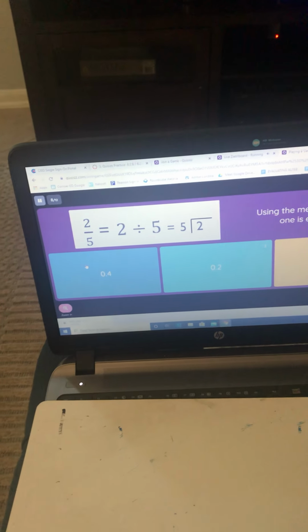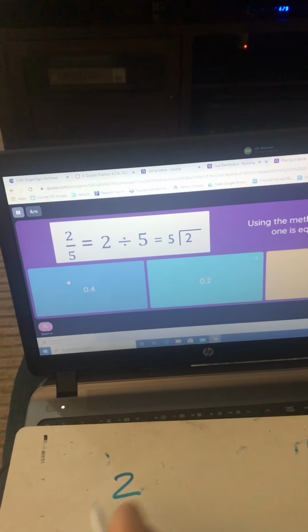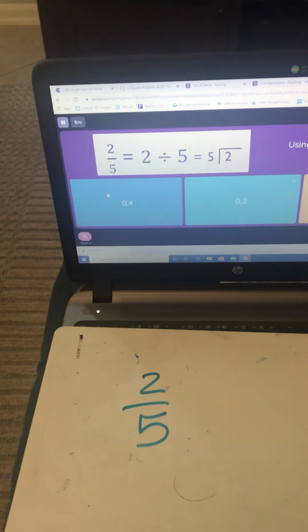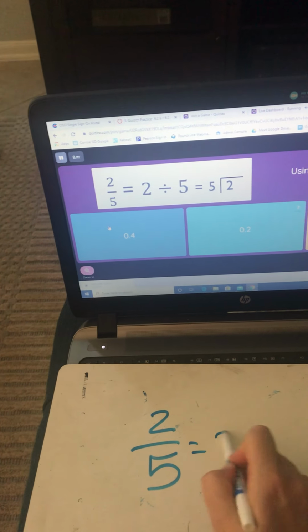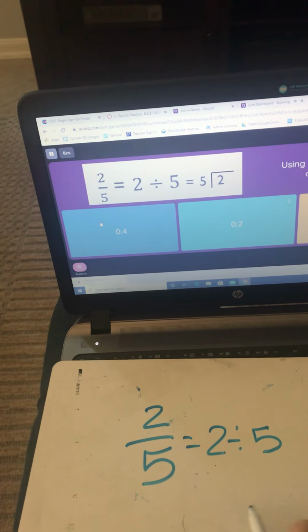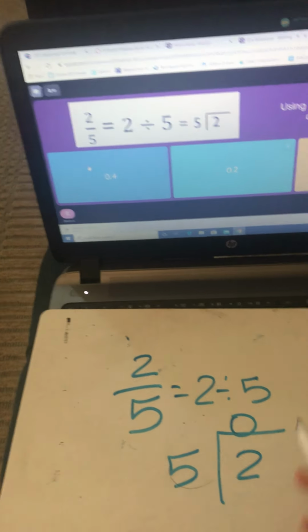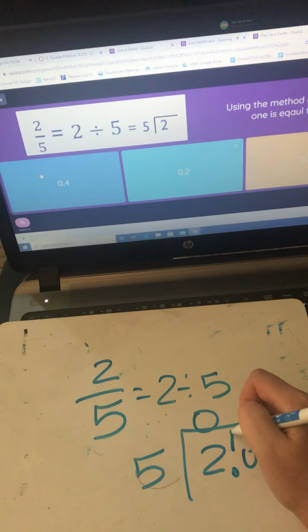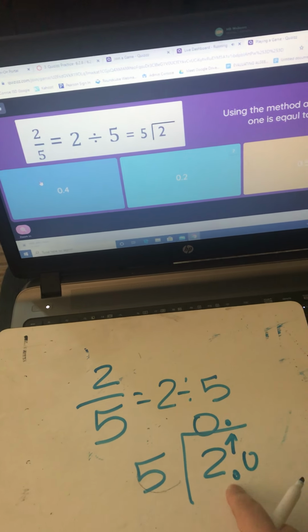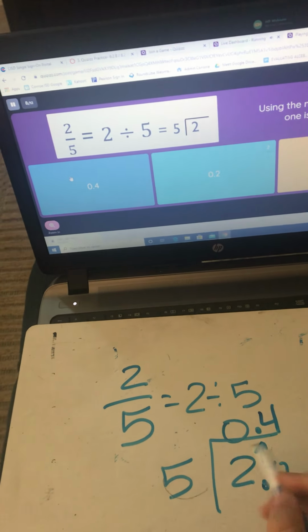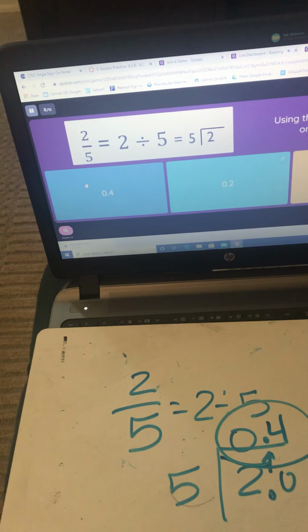Number 8 shows us a different kind of strategy, division, for making fractions into decimals. This is the same as 2 divided by 5. 2 divided by 5. 5 doesn't go into 2, so it's a 0. If I add a decimal and a 0, 5 goes into 24 times, and I get a decimal of 0.4.